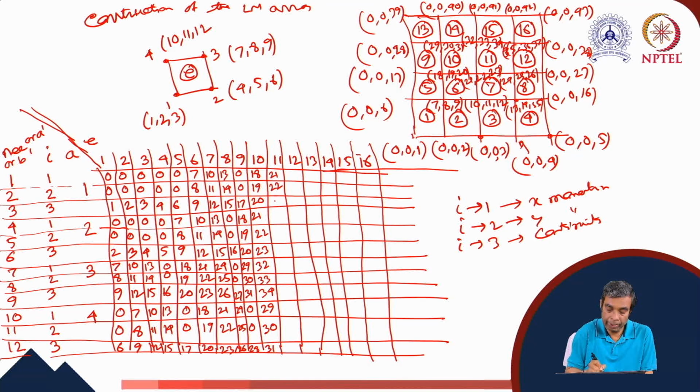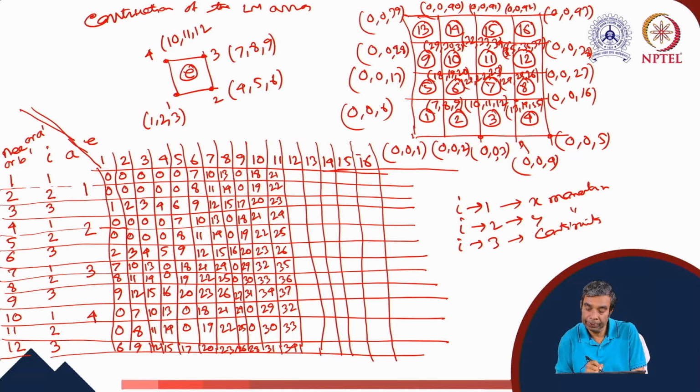For the 11th, it is 21, 22, 23. Then it is 24, 25, 26. Then it is 35, 36, 37. Then 32, 33, 34. Then we go for the 12th element.